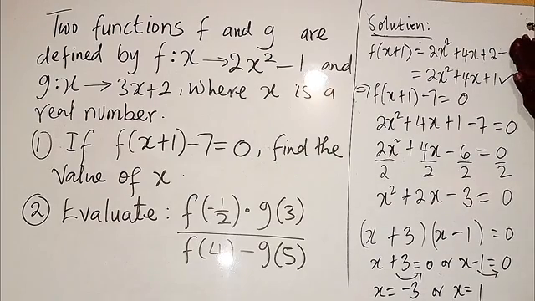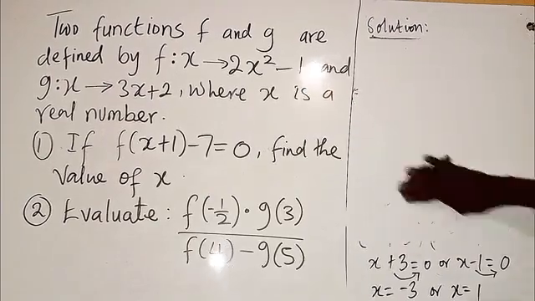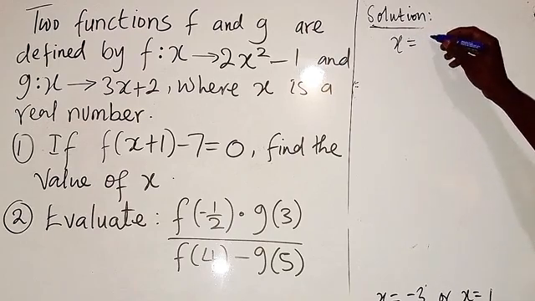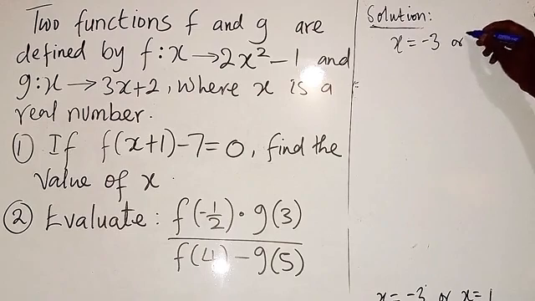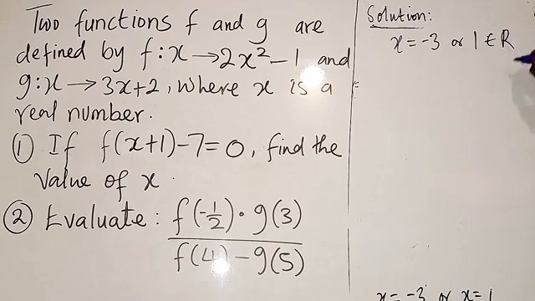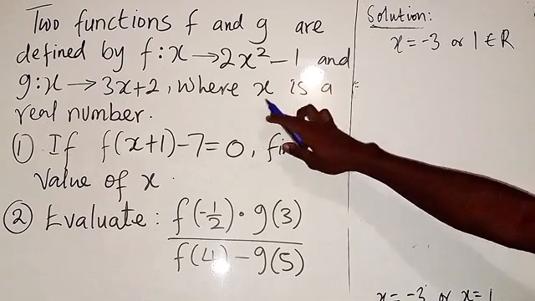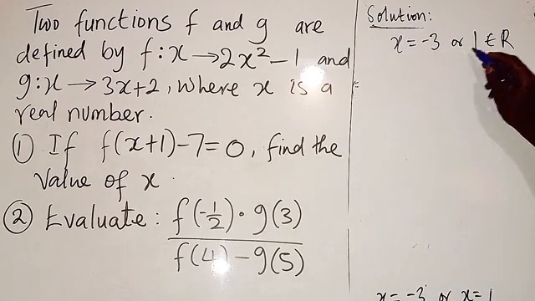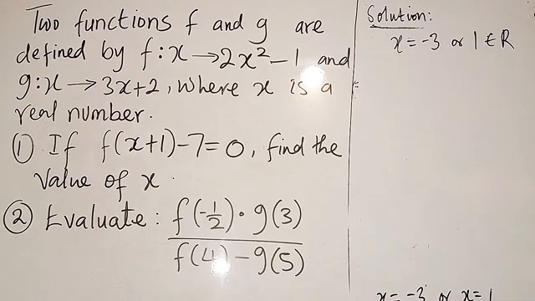I'm going to erase this, right? So I have the value of x to be minus 3 or 1. So these are the two, and they belong to the set of real numbers according to what they said, where x is a real number. So these, minus 3 and 1, they belong to the set of real numbers. Okay, so that is the solution for the first one, the value of x they asked us to find.